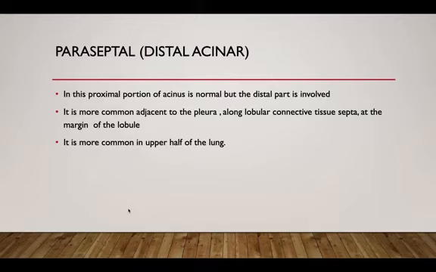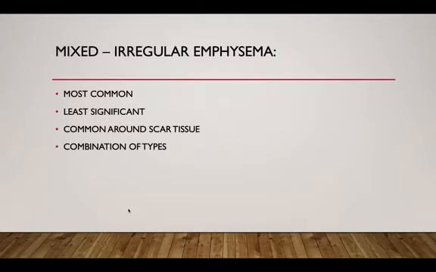Then we have the paraseptal or distal acinar emphysema. In this, the proximal portion of the acinus is normal, but the distal part is involved. It is more common adjacent to the pleura, along the lobular connective tissue septa, and at the margin of the lobule. It's more common in the upper half of the lung. Then we have the irregular or mixed type emphysema. It's most common but least significant, and it is most common around scar tissue.